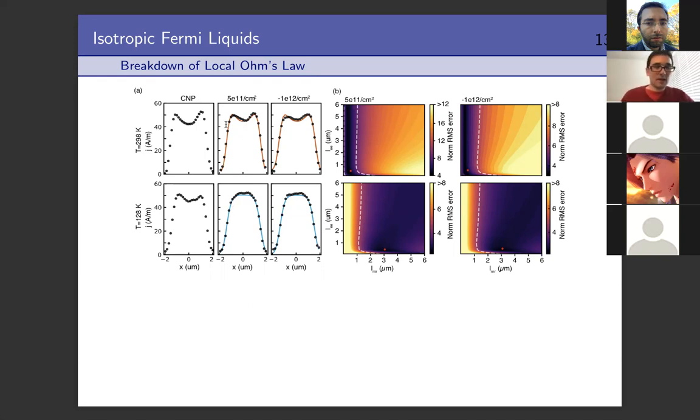Okay. As you cool the system down, you see that the charge neutrality point still has these 2 ohmic peaks, whereas both the Fermi liquid regimes now have a single peak in the middle of the constriction.